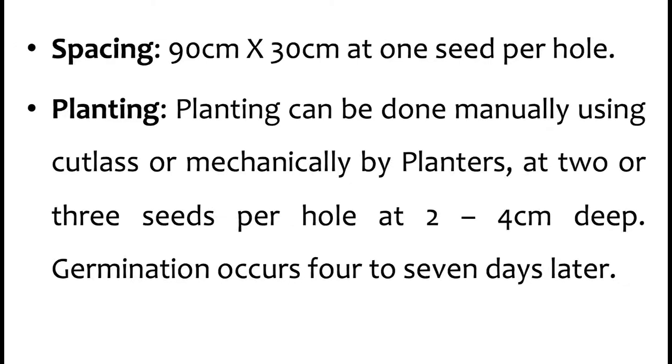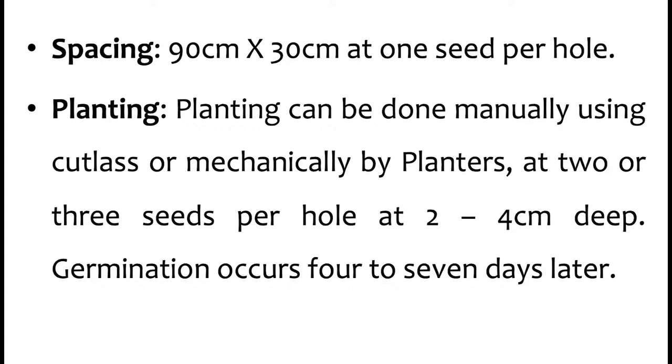Spacing, 90 centimeters by 30 centimeters at 1 seed per hole. The spacing should be 90 centimeters by 30 centimeters at 1 seed per hole.